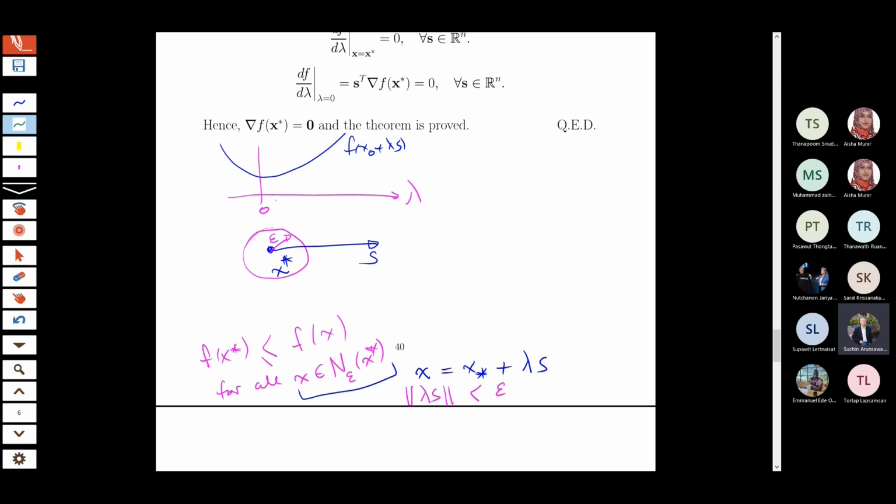Am I right? So the function f of x naught plus s is minimum at lambda being 0, right? For any direction s that we choose, you can choose any direction s. If x star is a local minimizer, then that means f(x naught) must be less than or equal to f(x naught plus lambda s) for any small lambda.